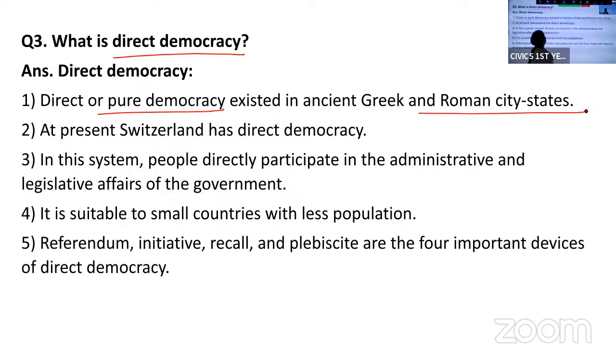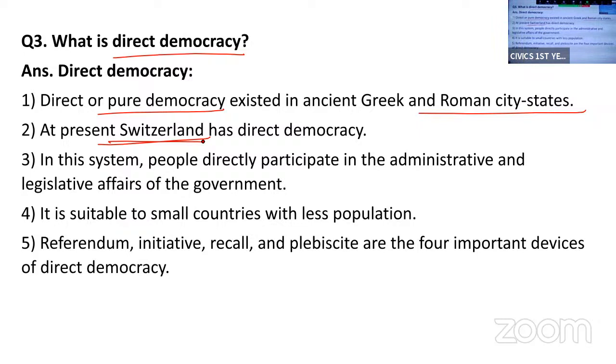Okay, now very few small countries. Yesterday I told you, small countries like Switzerland, there we have this type of democracy. Now this direct democracy is suitable for small countries with less population. And indirect democracy is suitable for large countries with huge population. So Switzerland is a small country with less population. So there we have direct democracy.